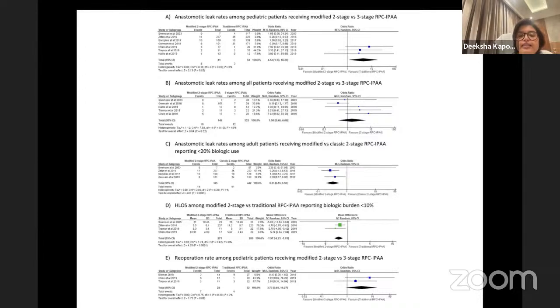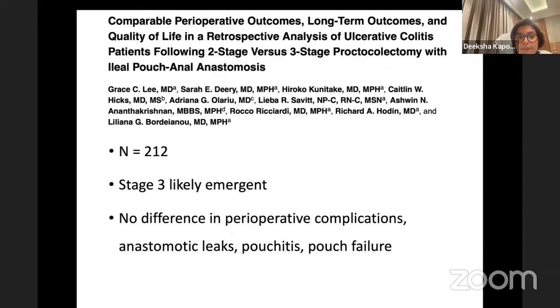This was the meta-analysis figure in which it says that in pediatric patients, it favors a typical or a traditional restorative proctocolectomy and a pouch, that is, do not avoid a diversion stoma. Whereas in adults, basically in series in which the percentage use of biologics was less than 20%, a diversion could be avoided. So if we have to extrapolate this, in patients in whom biologics are not being used, possibly a diversion can be avoided.